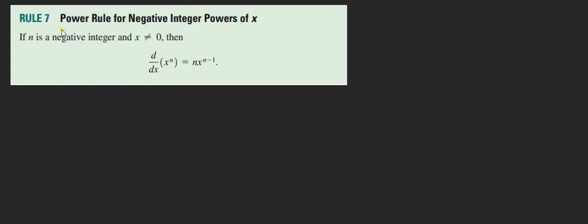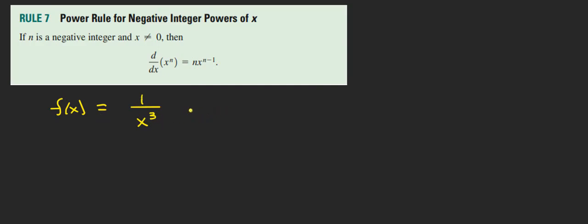Now we have a power rule for negative integer powers of x. Let's say you have the derivative of x to the n, where n is a negative integer and x is not equal to 0. Then it is the same thing: n times x to the n minus 1. So let's say you have f of x equals 1 over x cubed.